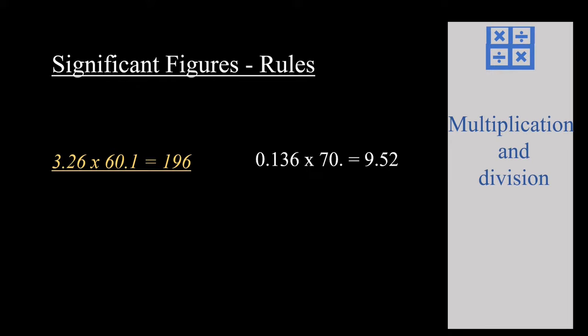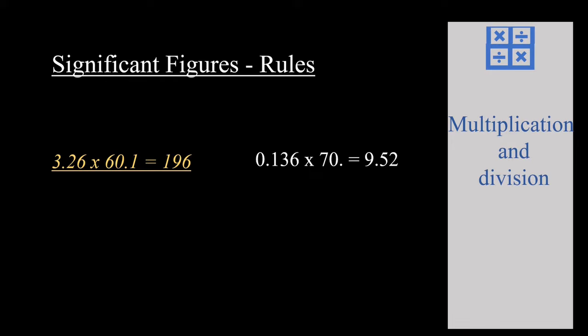Now let's take a look at the second example, 0.136 times 70 point, and there is nothing after the point. Now, looking at the first number, it has 3 significant figures because the leftmost non-zero digit is 1, and because there is a decimal point, the rightmost digit is 6. So we have 3 significant figures.